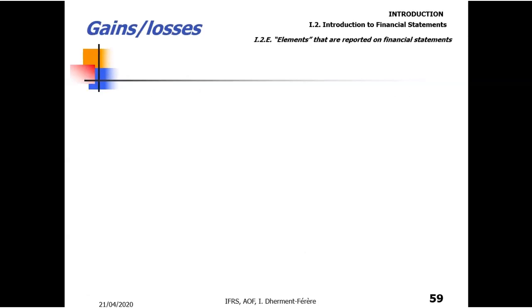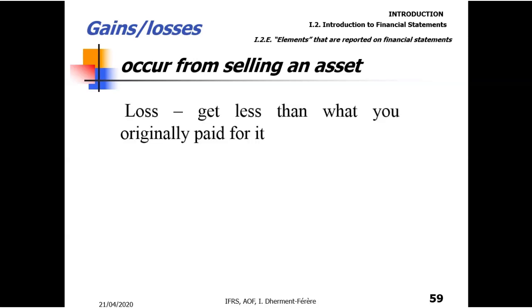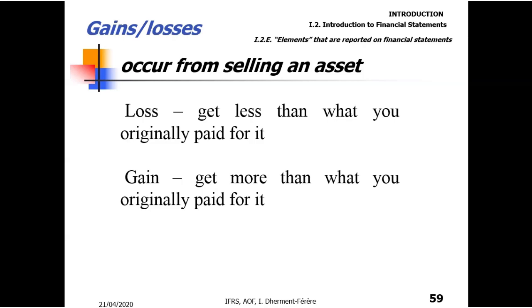What are gains or losses? They occur from selling an asset. Loss, get less than what you originally paid for it. Gain, get more than what you originally paid for it.